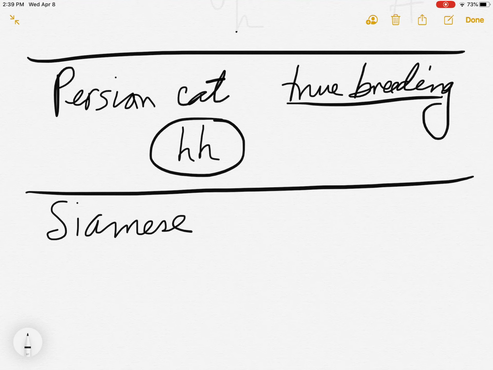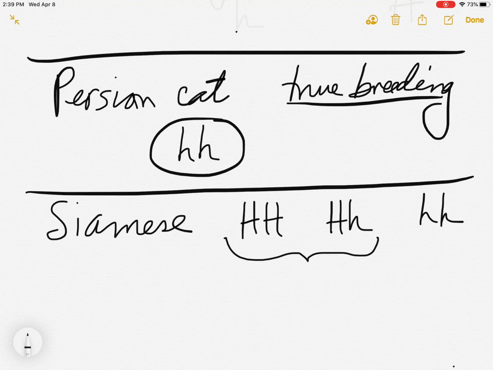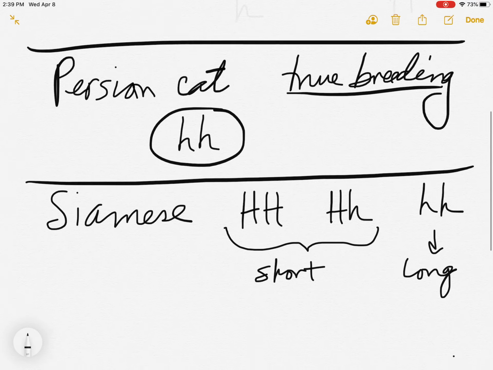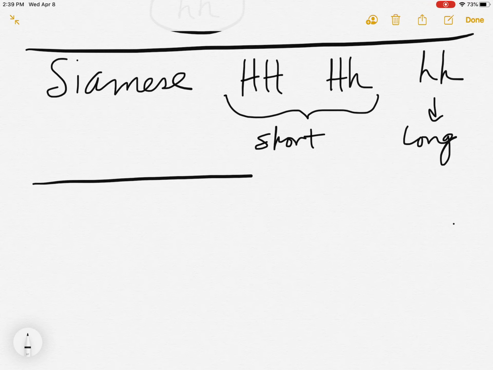Good. Now let's talk about the Siamese cat. The Siamese cat, we don't know. He's unknown. So that means it could be a double H. That would cause it to be a short-haired Siamese cat. Could also be this, which is also a short-haired Siamese cat. And it could even be this, I suppose. It could be a long-haired Siamese cat that's been bred somehow. So these two produce a short hair trait, and this one produces a long hair trait. Let's see if we can eliminate some of the possibilities by looking at the kittens.